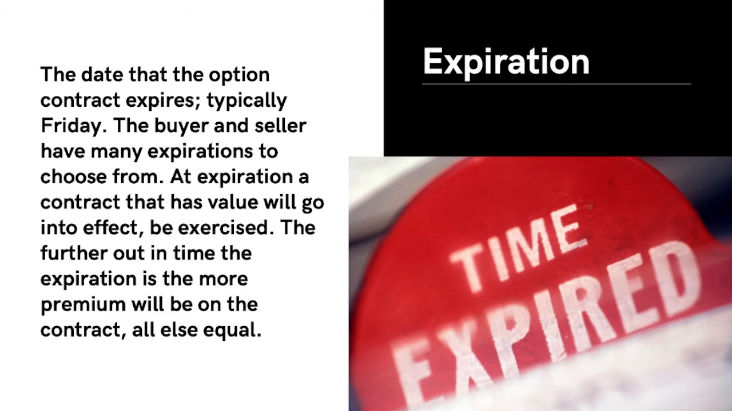Expiration. So when you buy or sell options, they have a date where they either go into effect or expire worthless. When you're going into a trade to buy or sell an option, there's going to be several dates to choose from. These can go out several years to a couple of days, weeks, months. It varies. Different tickers have different expirations available. For the most part, you're going to see that they expire on Fridays.